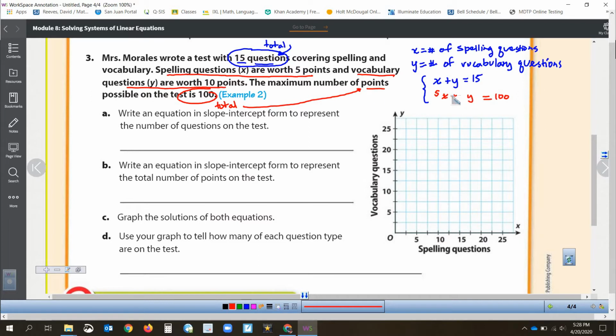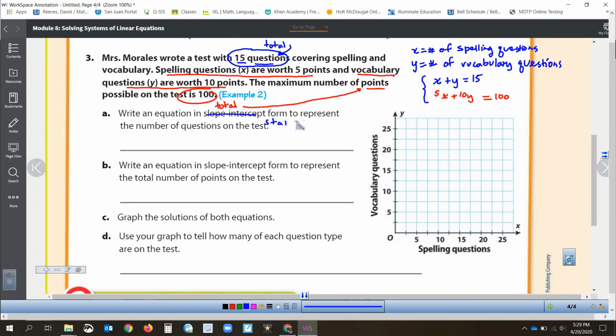And each one of these questions is worth what? 10 points. So now you can see that I have my system of equations, and these equations indeed are in standard form. The book says to write a slope-intercept form to represent the number of questions on the test. So we went ahead and wrote a standard form.